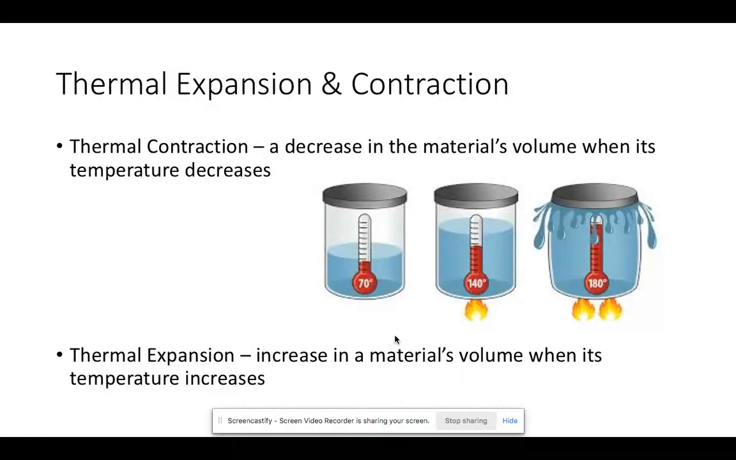Thermal expansion and contraction occurs. Thermal contraction is when you decrease a material's volume when its temperature decreases. So for example, when you freeze something and it shrinks. Expansion is when you heat something up and its volume increases. So if you look at the solution in these beakers, at a low temperature it is a low volume. And as we increase the temperature, the volume increases till we increase it so much that it explodes.